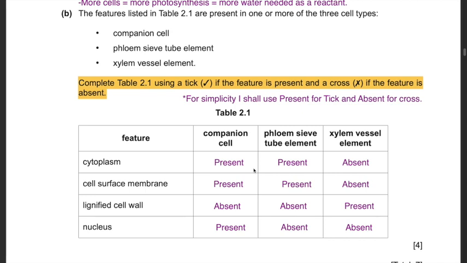The third feature, lignified cell wall. Lignified cell wall is only present in xylem vessel element. Therefore, under companion cell and phloem sieve tube element, there should be a cross, and under xylem vessel element, there should be a tick.